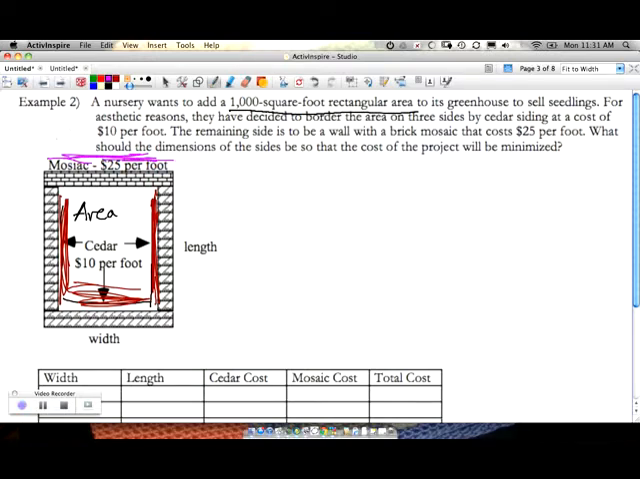So when we do the cost, let's call this cost of the mosaic, and the other one we'll call the cost of the cedar, or the wood. How about, yeah, we'll call it the cedar. So the cost of the cedar equals $10 per foot.